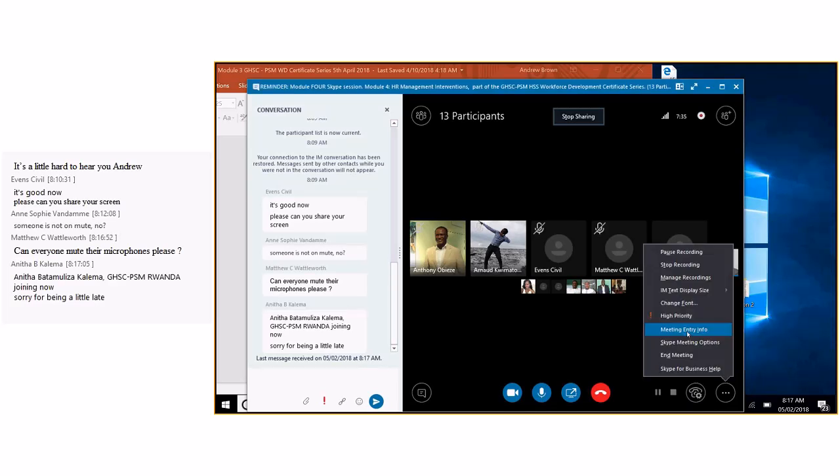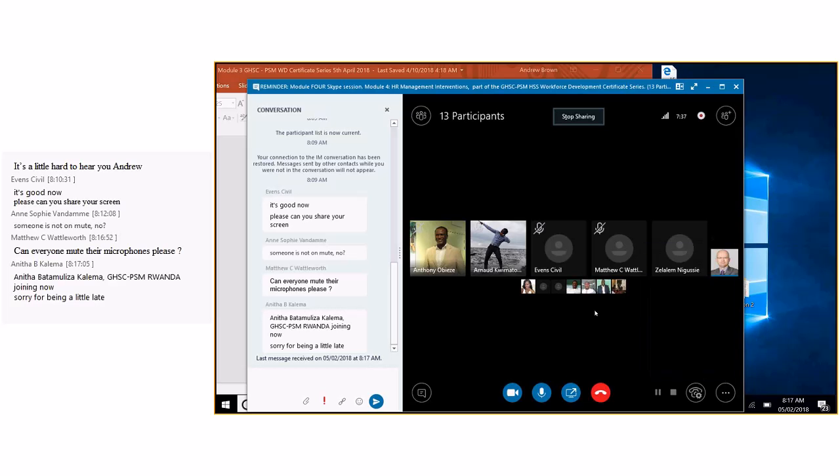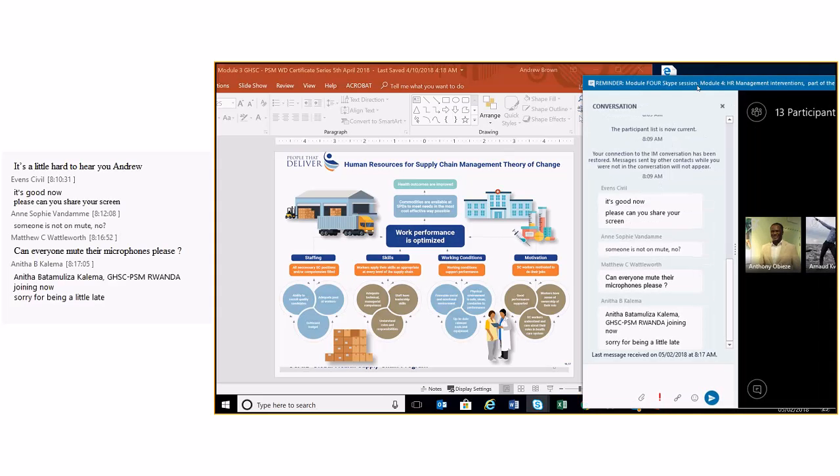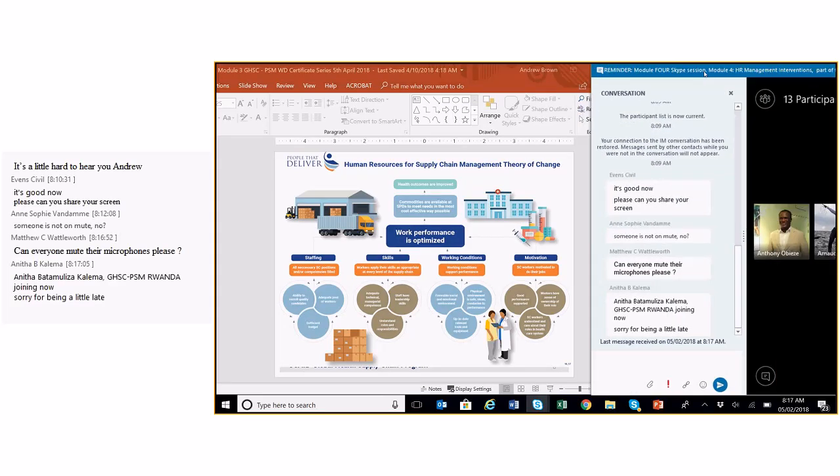I can't quite find today the button to mute everybody. We'll continue on. And if you can note who the person is who has their microphone on, if you could just let them know.